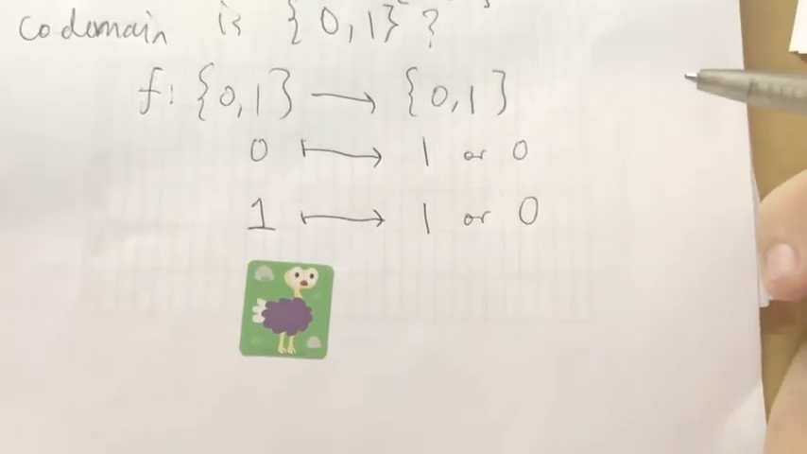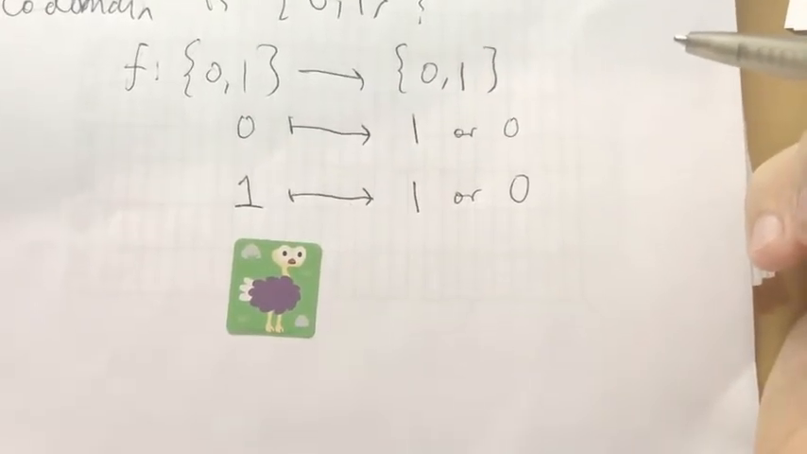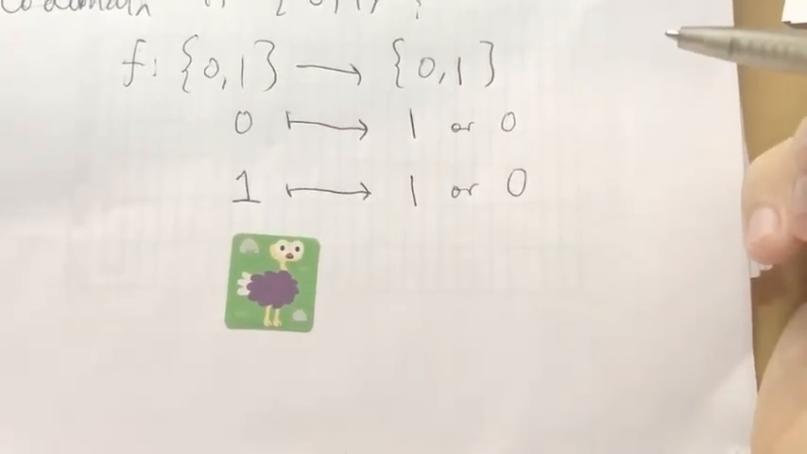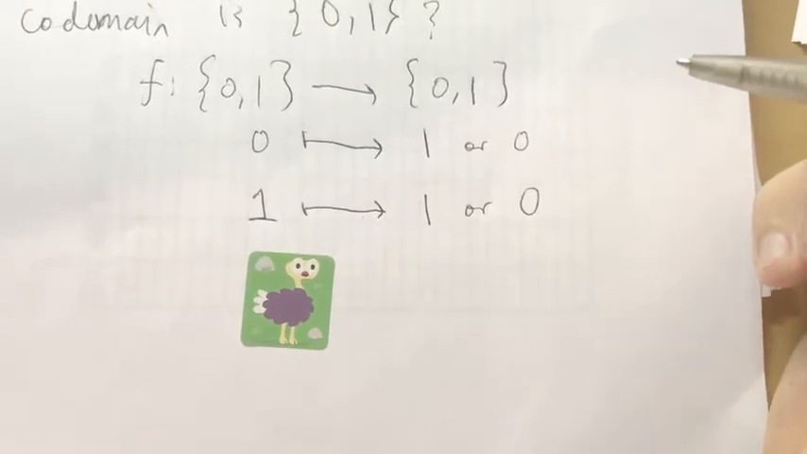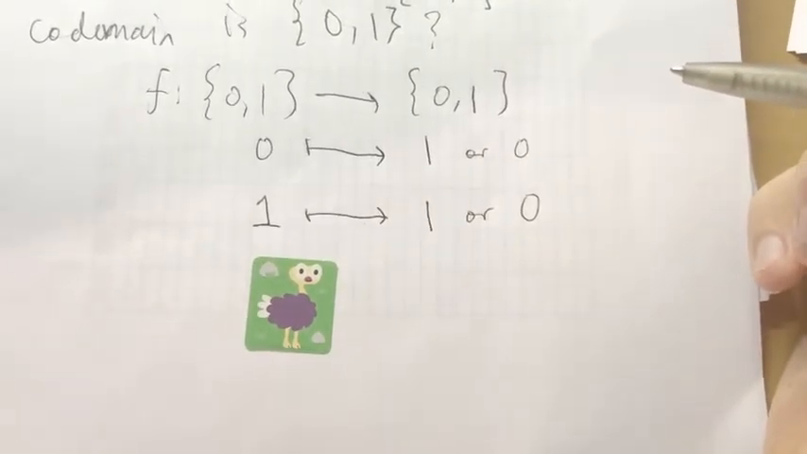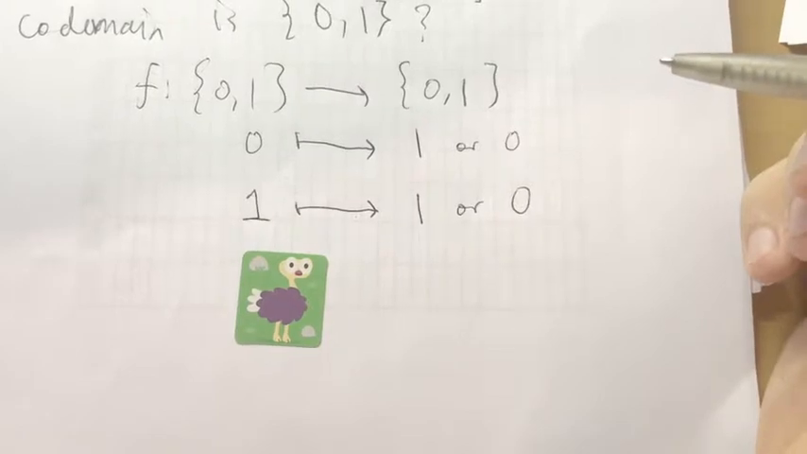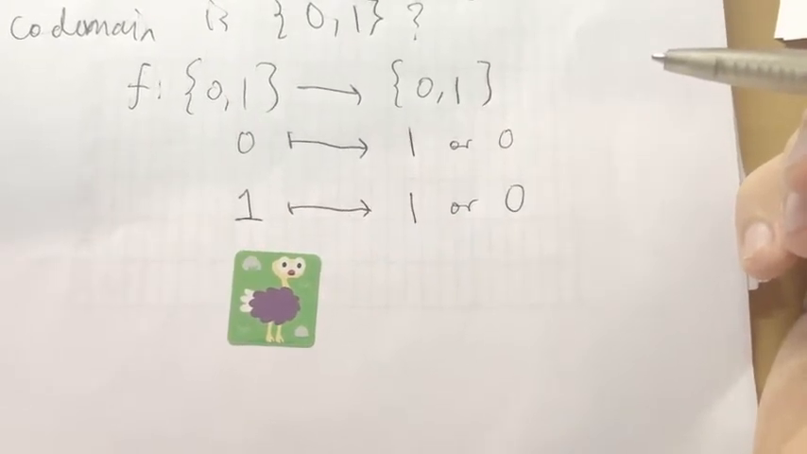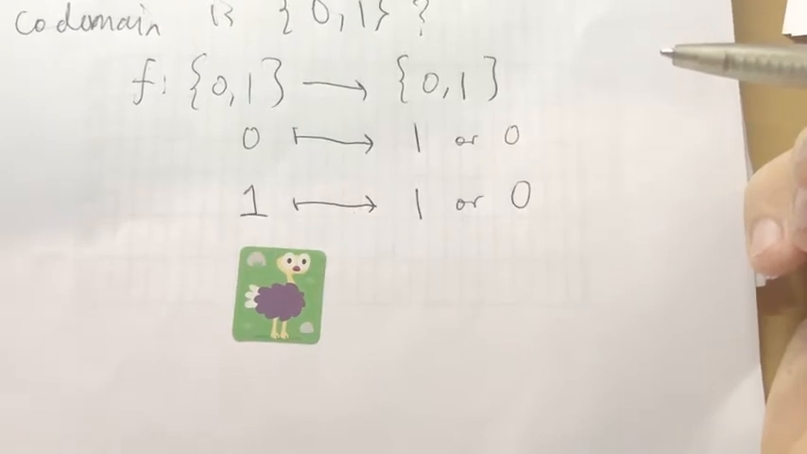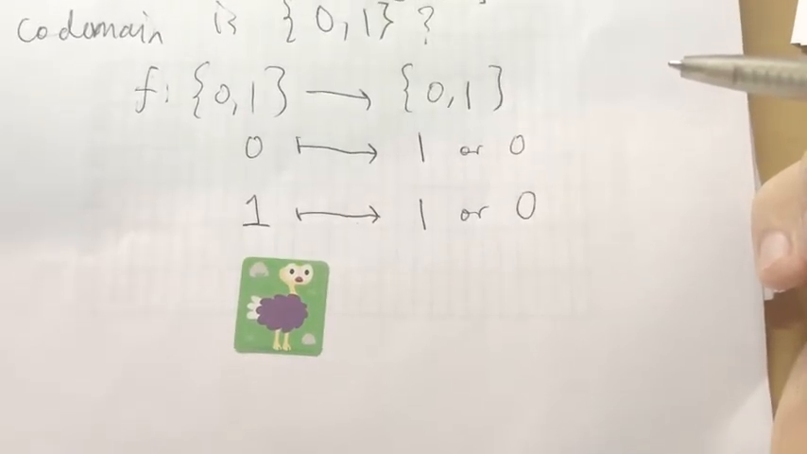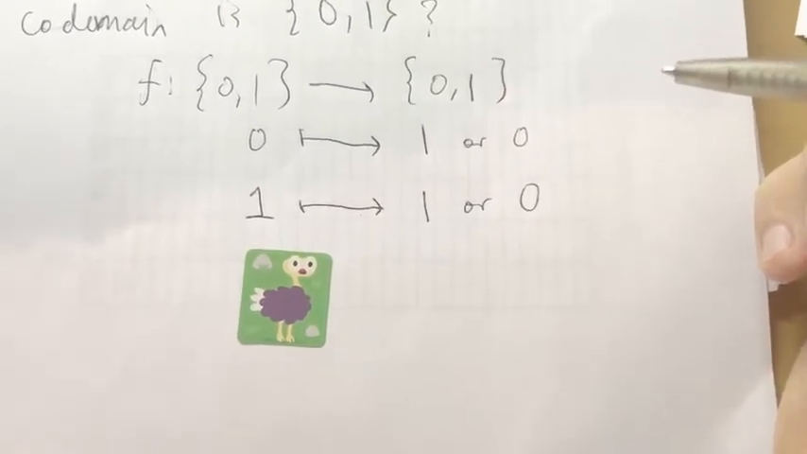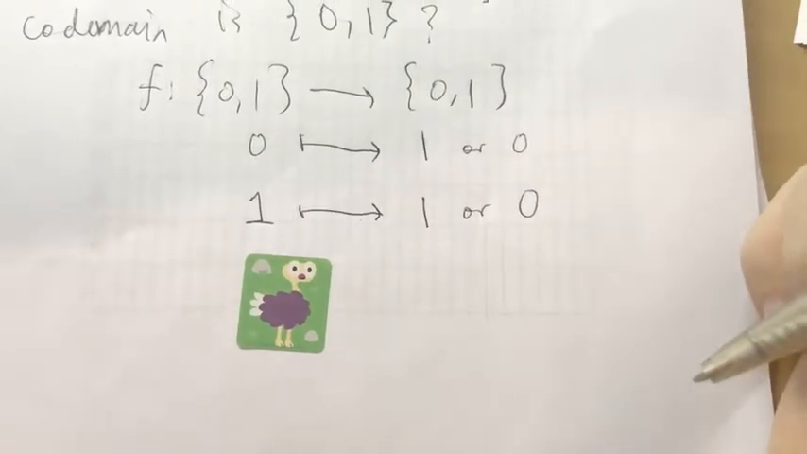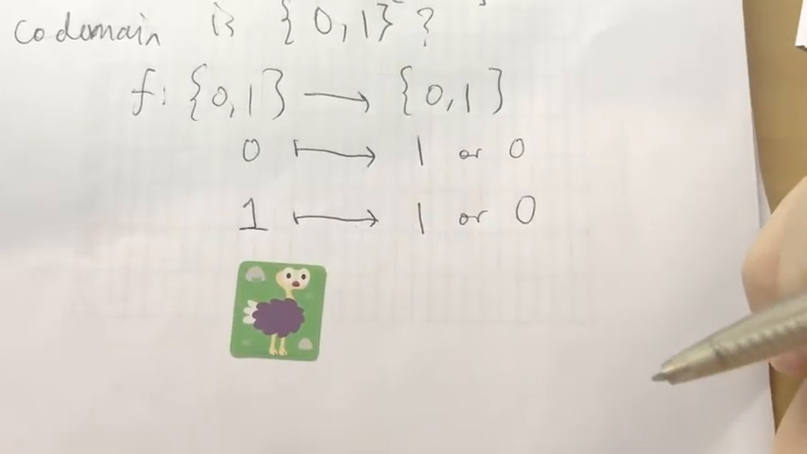So we only have two inputs, 0 and 1. 0 could be sent to either 0 or 1, so you have two choices there. And the 1 could be sent to either 0 or 1. You have two choices there. So depending on which choices you make, you'll get a different function. So you see how there's 4 different possibilities that'll give you 4 different possible functions.